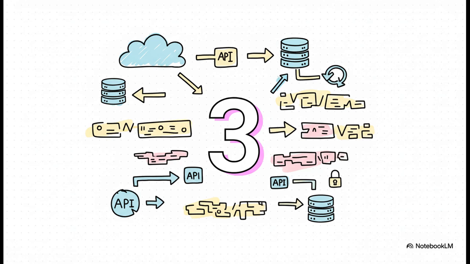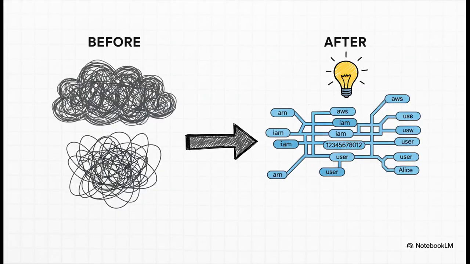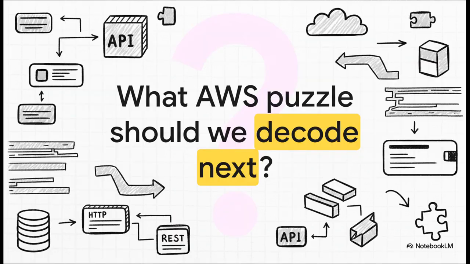Remember that crazy long string from the beginning? If you apply these 3 simple checks to it, it's not so crazy anymore. It actually starts to make perfect sense. Seriously, if you just master these 3 patterns, you've unlocked the ability to read pretty much any API Gateway ARN you will ever see. That string of characters that used to be so intimidating, now it's just a clear, simple address that tells you exactly what you need to know. So we've cracked the code on API Gateway ARNs. The only question left is, what AWS puzzle should we decode next?